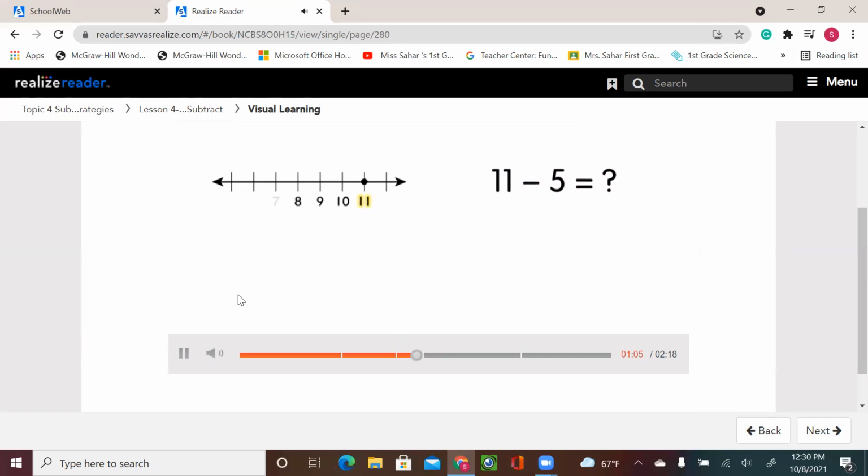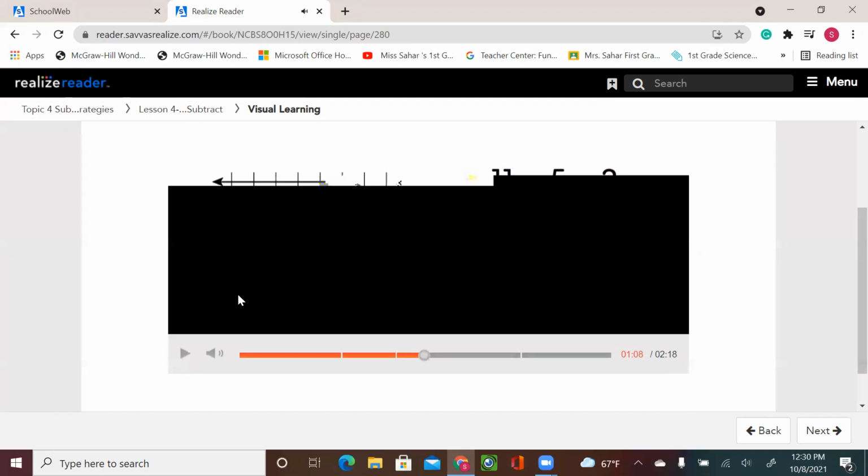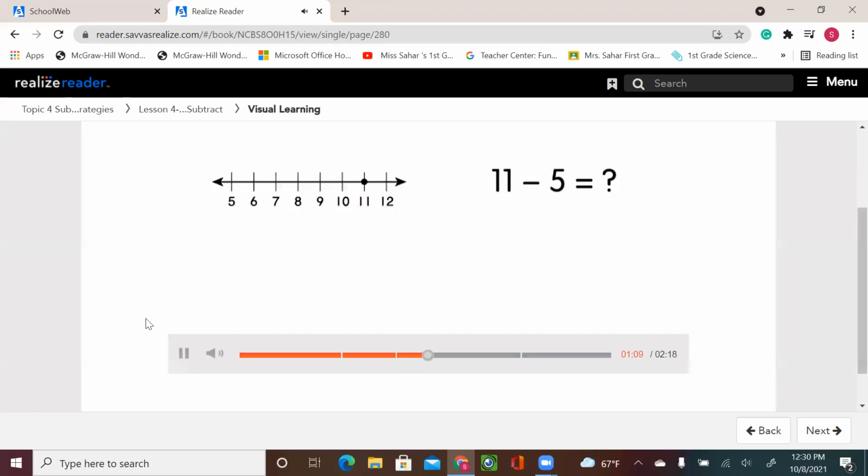How many should you count back? Explain. You should count back 5 because that is the number that you are subtracting. What is 11 minus 5? How do you know? 11 minus 5 equals 6. You know 11 minus 5 is 6 because after you counted back 5, you are at 6 on the number line.